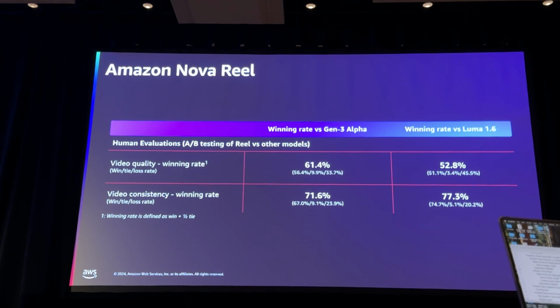In the video quality measure, we found that our model does better compared to Runway and the Luma 1.6 model, with around a 61% winning rate against Runway and around 53% winning rate against Luma.